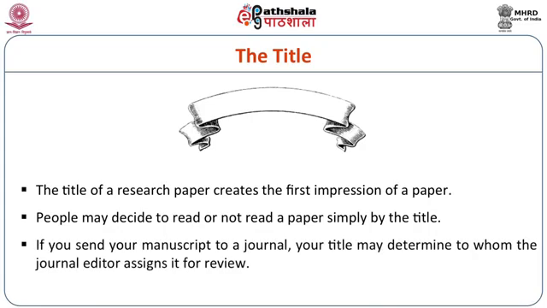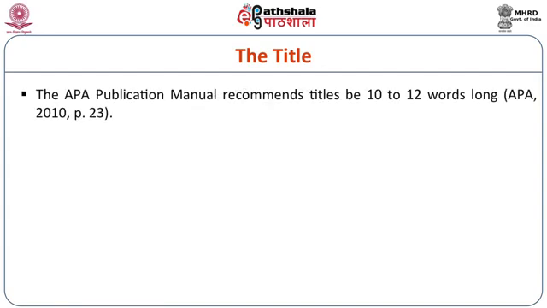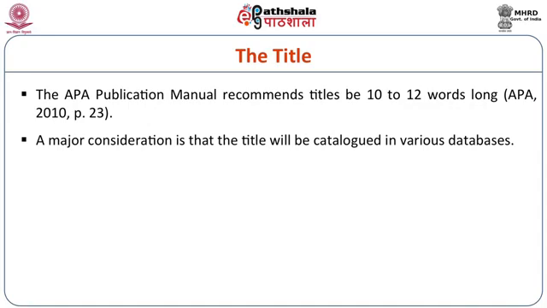If you send your manuscripts to a journal, your title may determine to whom the journal editor assigns it for review. The APA publication manual recommends titles to be 10 to 12 words long, not more than that, and not even less than that. A major consideration is that the title will be catalogued in various databases. So if it is 2 or 3 sentences long, then it will be difficult to consider it.